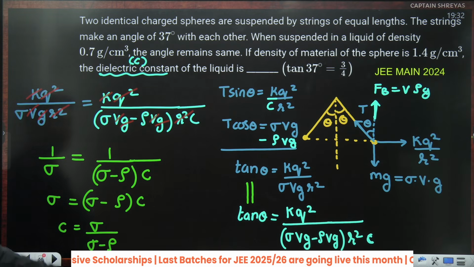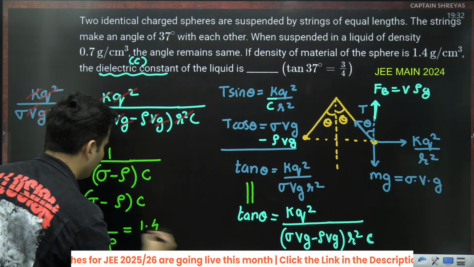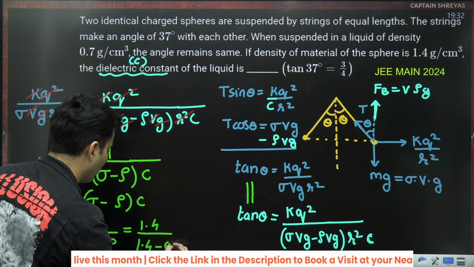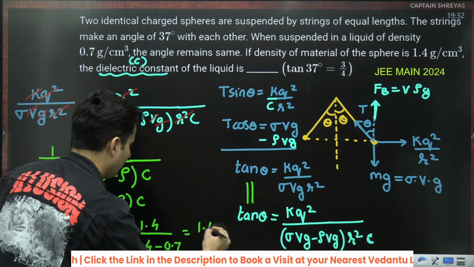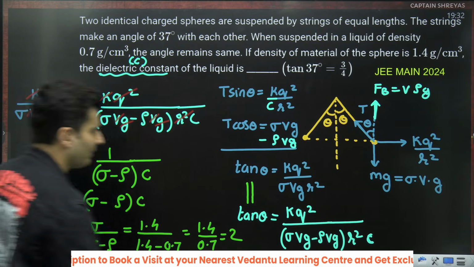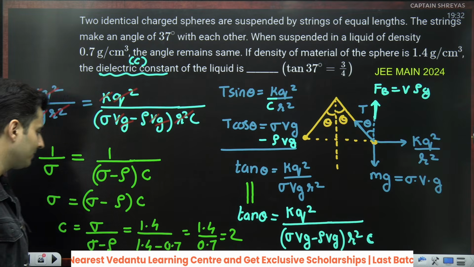That's all. So you know all the values of the density, which is basically 1.4, and here 1.4. The density of the liquid is basically 0.7. So 1.4 divided by, this is again 0.7 only. This will go 2 times. So the dielectric constant must be 2. Yes, that is the correct answer.